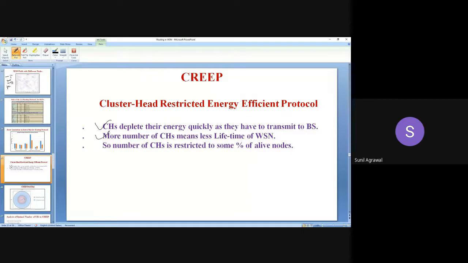So in LEACH, although there are a number of variants you can find in the literature, all those variants strike a trade-off between different QoS requirements, for example latency, throughput, mobility, etc. But more or less, in all those variants of LEACH, there is no restriction on the number of cluster heads in the WSN. So here in this particular algorithm, the number of cluster heads is restricted to some percentage of alive nodes. So how much percentage would be better?